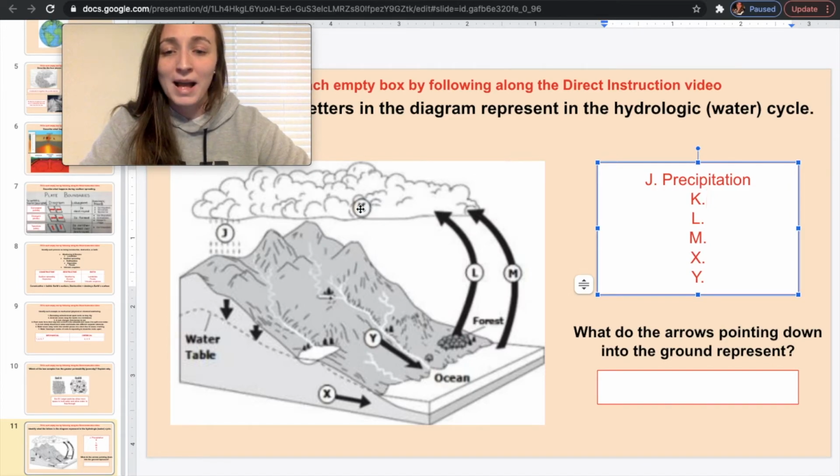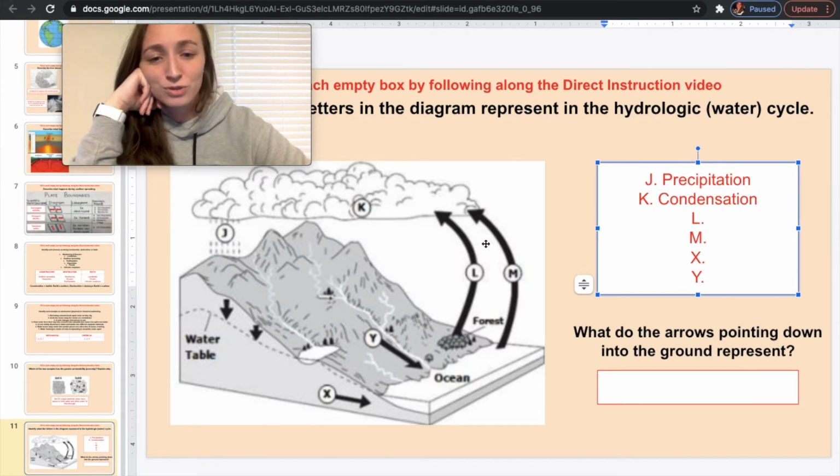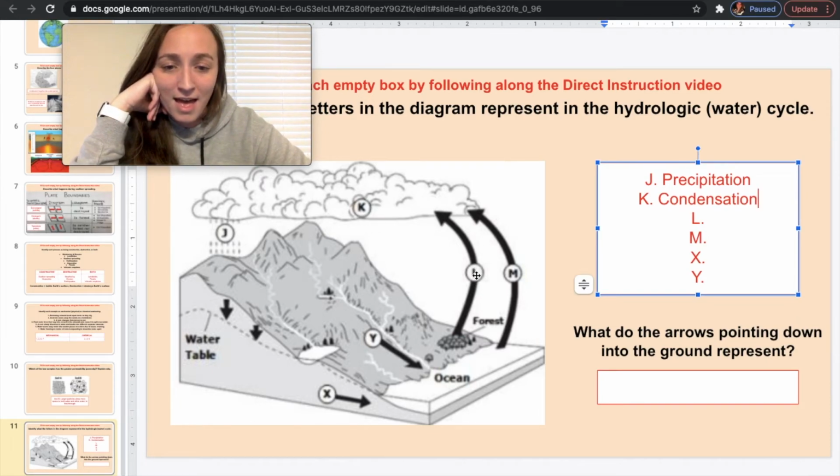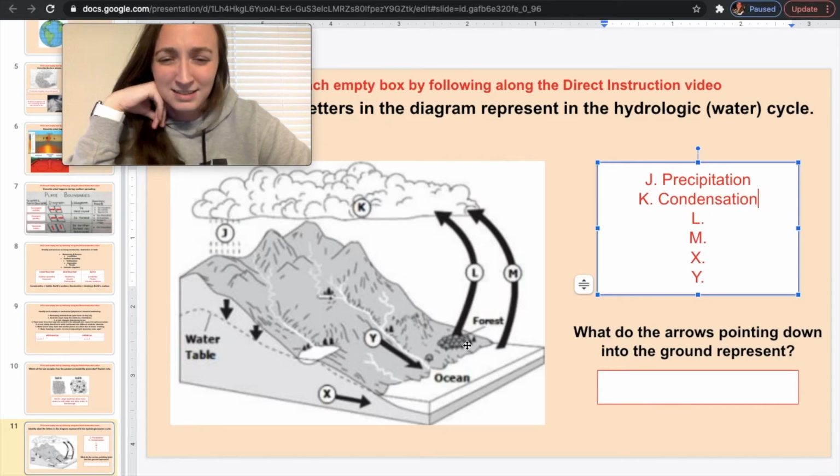If we look up at K, K here is where we have clouds forming. When we hear the C in clouds, I want you to think of condensation. Condensation. So here that water vapor in the air is going to condense, meaning get thicker and turn into a cloud. Cute.